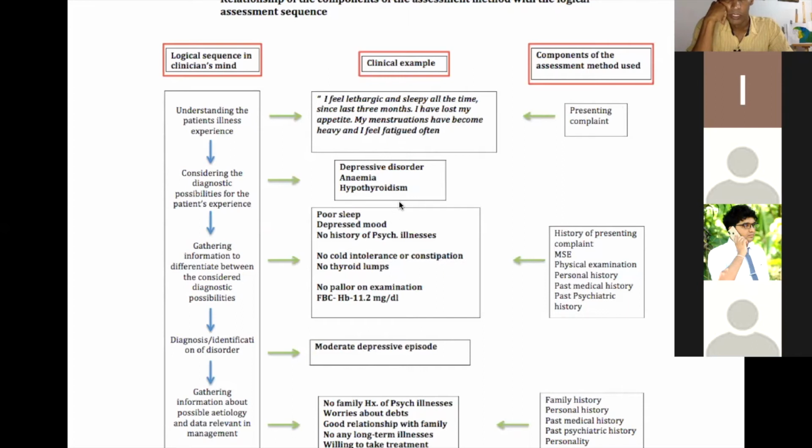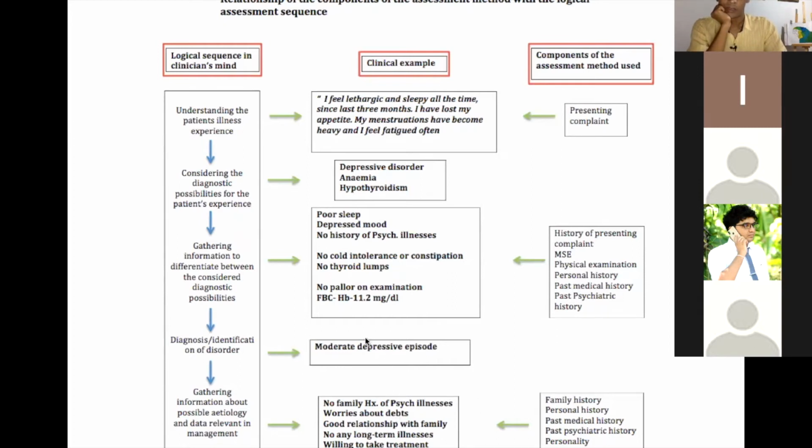And then we think of possibilities, and the things that we do to differentiate between these possibilities cover many other aspects of our assessment method. Now, there is history of presenting complaint. There are components of mental state examination. For example, look for the depressive mood, right? And physical examination. We look for thyroid lumps, right? We look for investigations as well. Look at past medical history, past psychiatric history. So all those things come at this point, right?